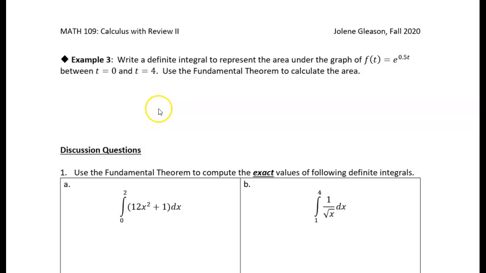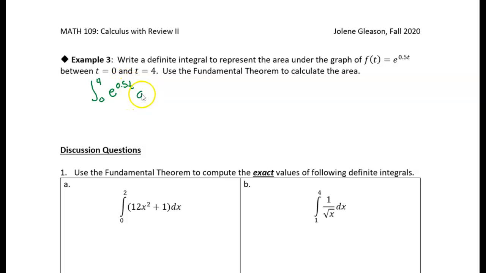So in example 3, we're asked to write a definite integral to represent the area under the graph f of t equals e to the 0.5t between t equals 0 and t equals 4. All right, so just remember the area under the graph is the definite integral. So we're just basically being asked to find the definite integral from 0 to 4 of this function e to the 0.5t dt.